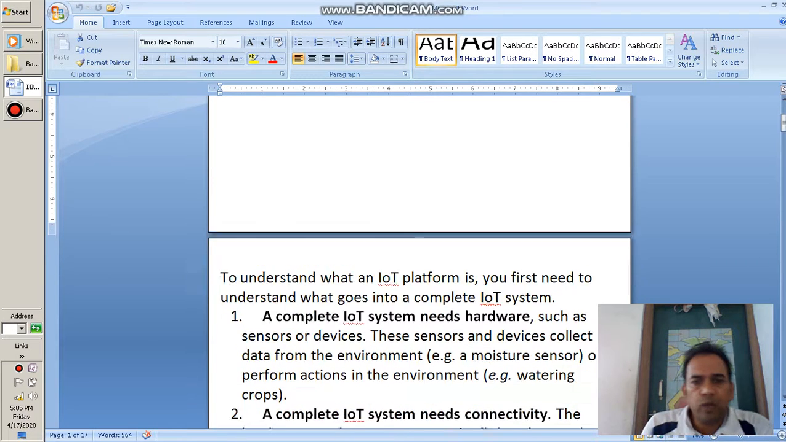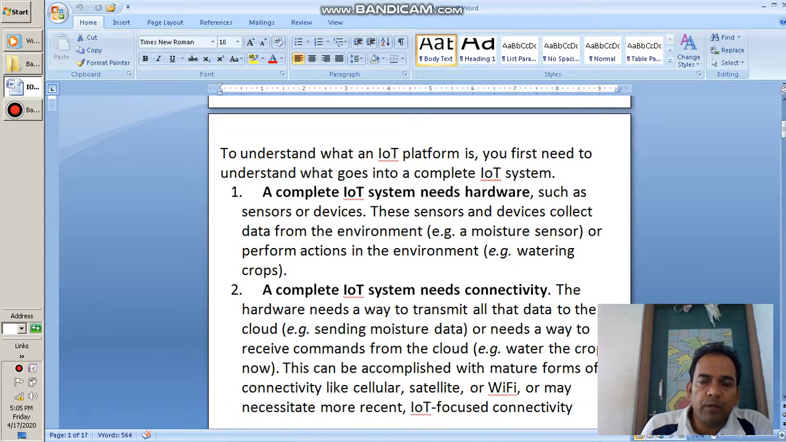you first need to understand what goes into the complete IoT system. Which system can be called an IoT system, or which are the different things that are mandatory to be there in the IoT system? So the first one is that an IoT system needs hardware.